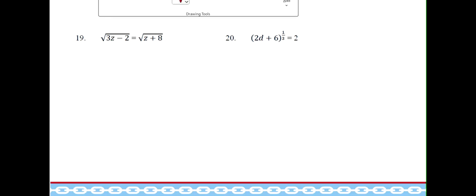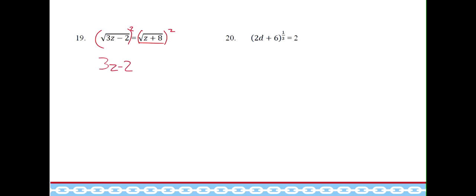For number 19, I have a square root on both sides. And that tends to confuse people just a little bit. But if I just looked at the right side, square root of z plus 8, if I wanted to get rid of that square root, I would just square both sides. And by doing so, in this case, I get rid of both of the radicals.